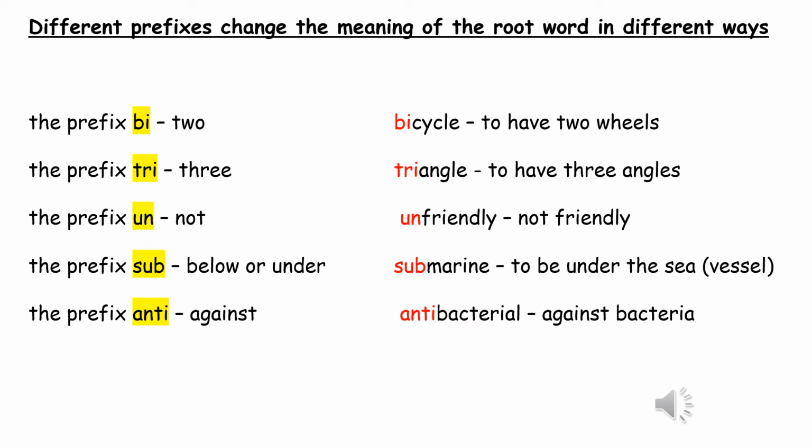The prefix un means not, unfriendly, or not friendly. The prefix sub means below or under, for example, submarine, to be under the sea. The prefix anti means against. For example, antibacterial, against bacteria. And of course, we have antibacterial hand gel at the moment that we use to sanitize our hands.